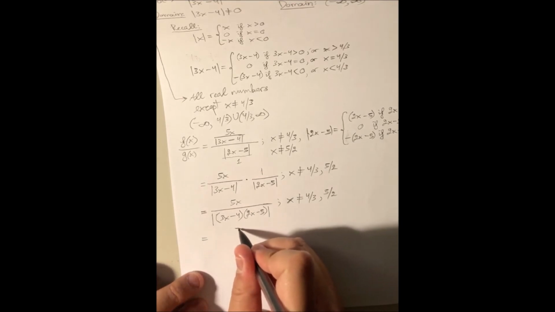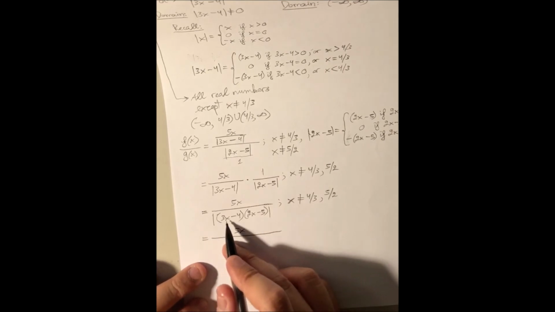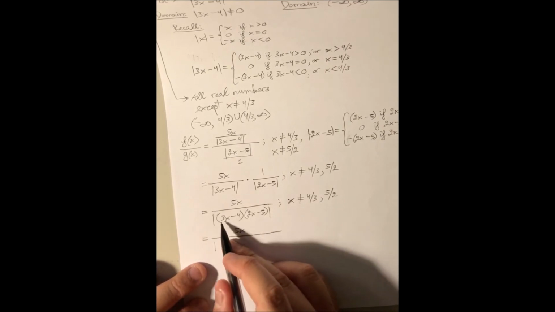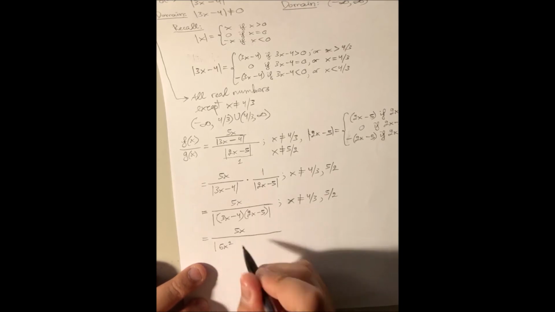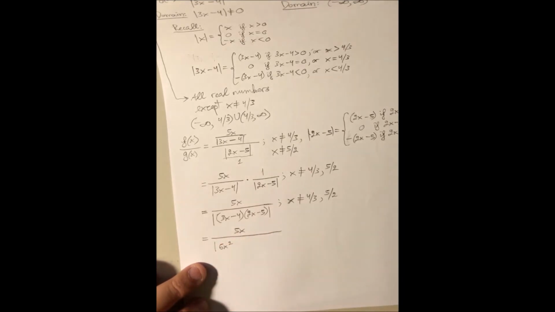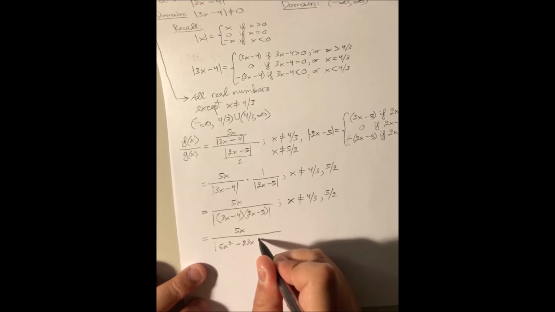And foiling it out, I'm going to have, let's see, absolute value of 3x times 2x is going to be 6x squared. 3x times negative 5 is negative 15x. Negative 4 times 2x is going to be minus 8x. Negative 15x minus 8x is going to be negative 23x. And then plus 20.